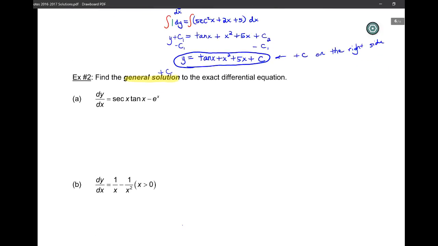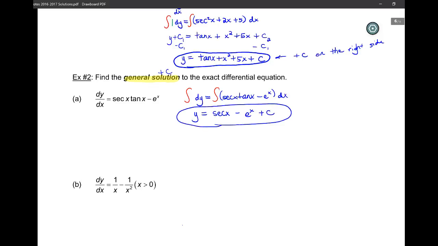Okay, find the general solution. So first thing we're going to do, again, we're going to have dx moved to the right side. And now we want to integrate. So I end up with y equals secant x tangent x, the integral of that is secant. Again, this is one that you don't need to memorize, but you may encounter. Now e to the x, the integral of e to the x is e to the x, and then we put our plus c here.